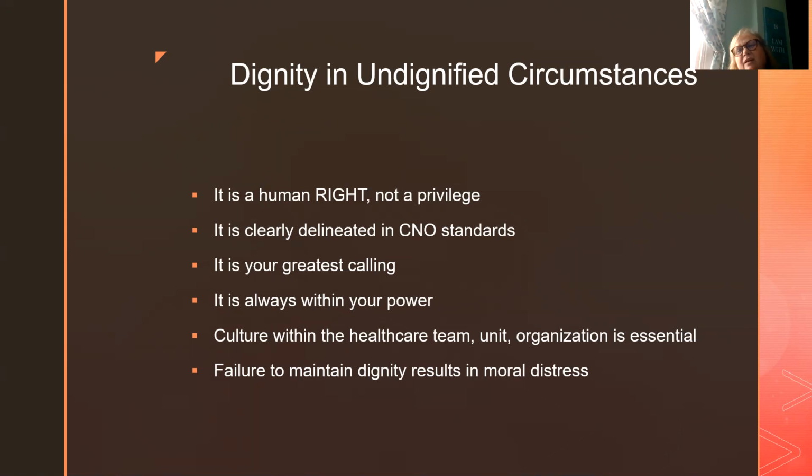And for most of us, failure to maintain that dignity can lead to something called moral distress. And I know you learn about this in a variety of different places in your program, but that idea of when you can't figure out what the right thing to do is in a certain situation, or you know what the right thing to do is, but you don't feel empowered or able to act on that, can lead to a situation where you just feel so trapped.